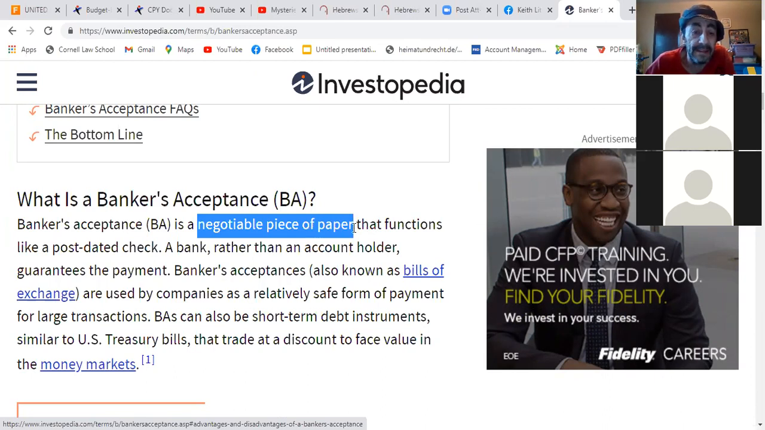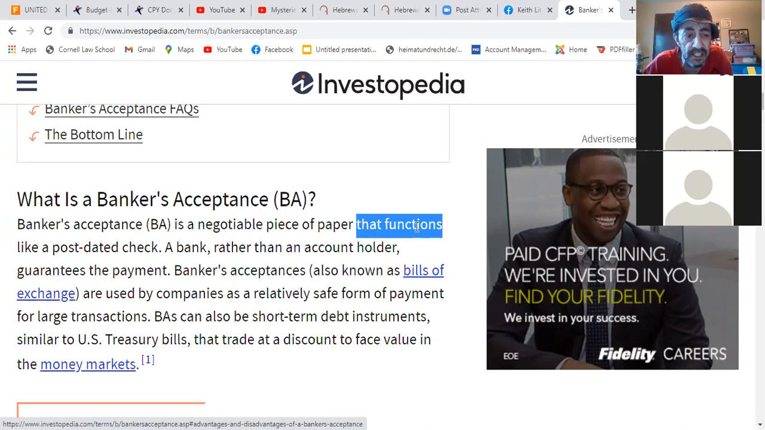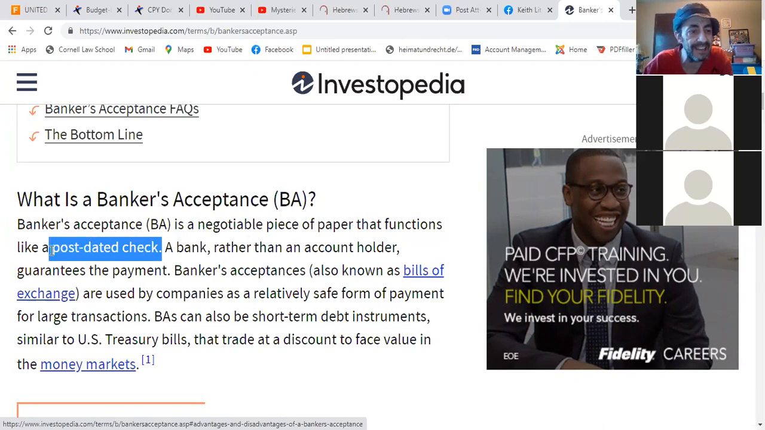So it says it's a negotiable piece of paper that functions like a post-dated check. A post-dated check sounds just like a promissory note, doesn't it? Just like I've been saying, they're all synonymous. A bank, rather than an account holder, guarantees the payment.